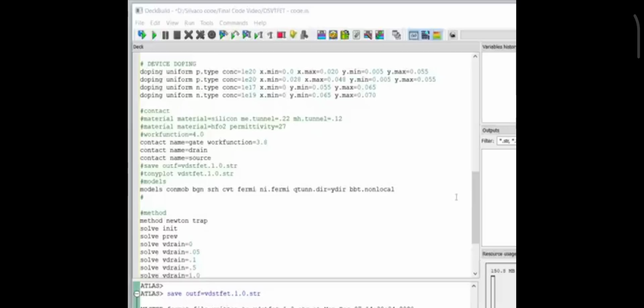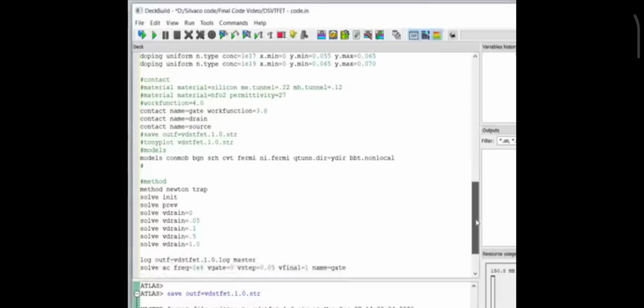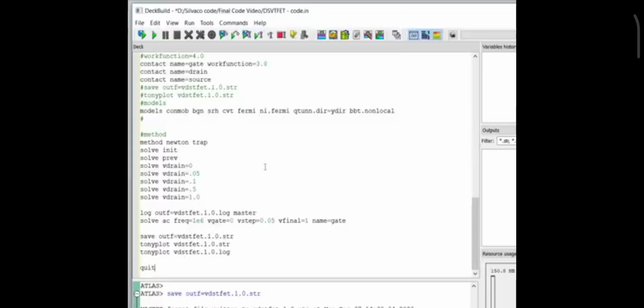Next, you have to provide the drain voltage. The point to be noted is that you have to give the drain voltage gradually, starting from 0 and ending at 1 volt: 0, 0.05, 0.1 volt, 0.5 volt and 1.0 volt. After giving the drain voltage, you have to give the gate voltage. First, you have to save the log file with the name I had given, VDS TFET 1.0. Next, solve with AC frequency.